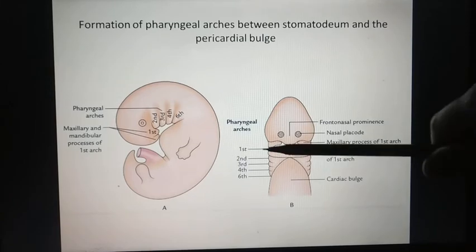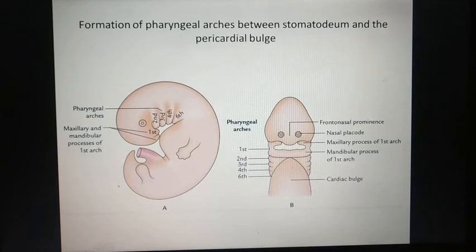Here you can see arches first, second, third, fourth and sixth. Initially 6 arches are there, but the 5th one is rudimentary, so it will disappear soon. So there will be 5 pharyngeal arches and they are numbered 1, 2, 3, 4 and 6, cranial to caudal.